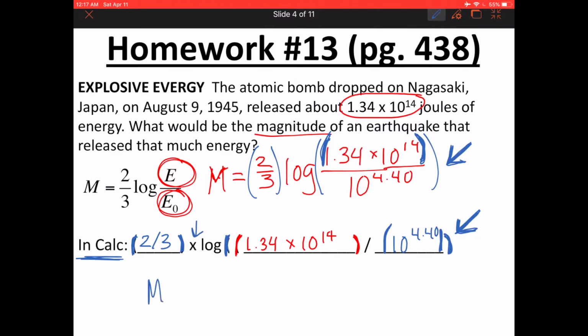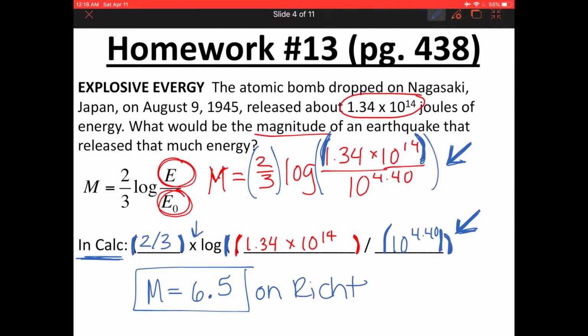And when we put all of that into the calculator, I end up with m equals 6.5. So of course, this is measured on the Richter scale. So to answer our original question, the atomic bomb, if we were to compare that energy to the earthquake Richter scale, that would be a 6.5 earthquake on the Richter scale. So a pretty powerful earthquake, the atomic bomb. All right, let's go to our next example here.